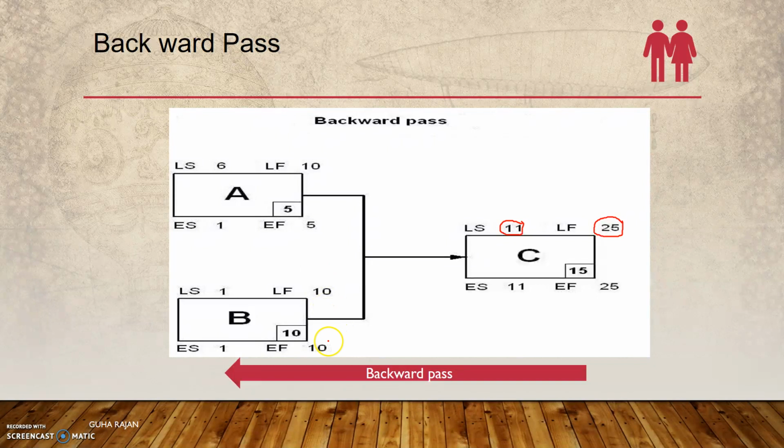And similarly for activities A as well as B, they can finish only on the 10th day. So 10, look at the formula: late finish minus the duration plus 1. So the late start here is 6, whereas here it will be 1. So that is as far as the backward pass.